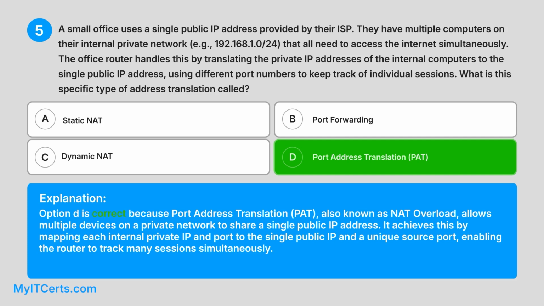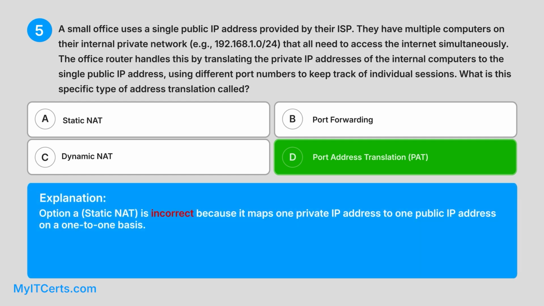Explanation: Option D is correct because Port Address Translation, PAT, also known as NAT overload, allows multiple devices on a private network to share a single public IP address. It achieves this by mapping each internal private IP and port to the single public IP and a unique source port, enabling the router to track many sessions simultaneously.